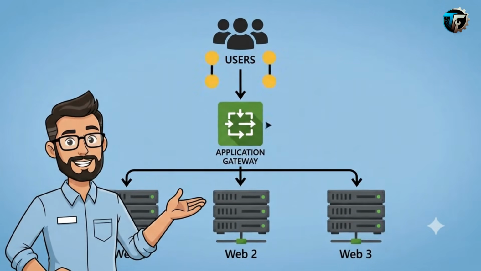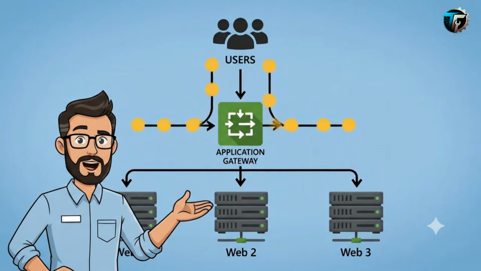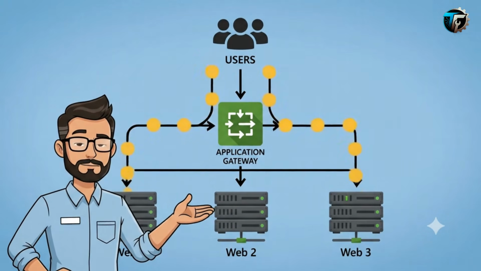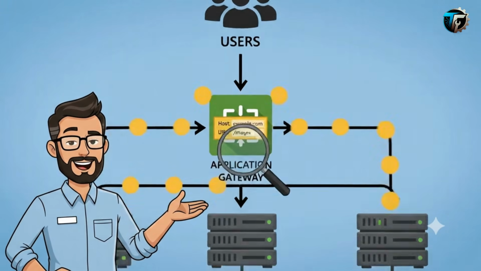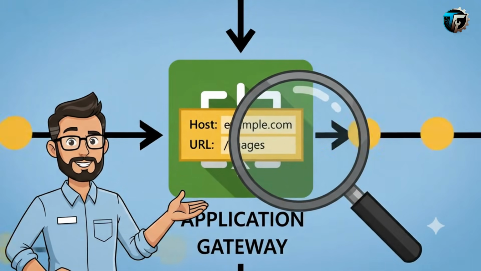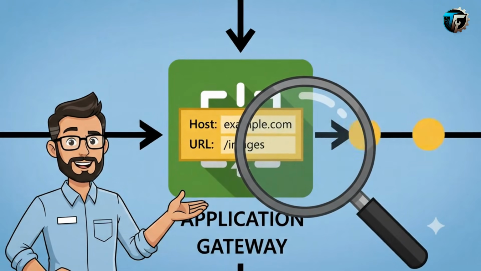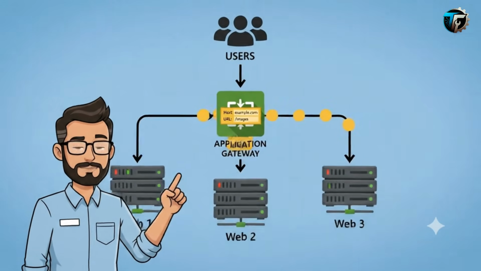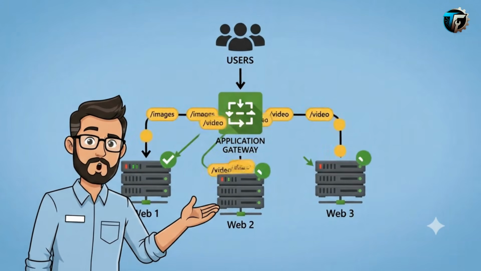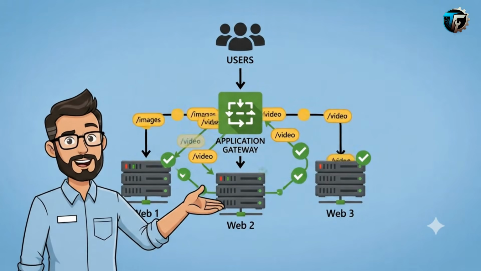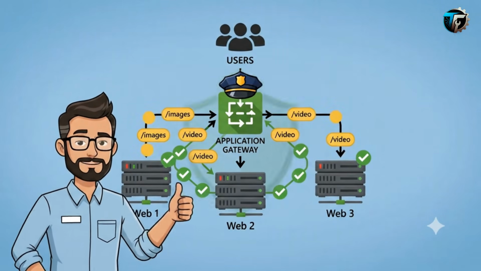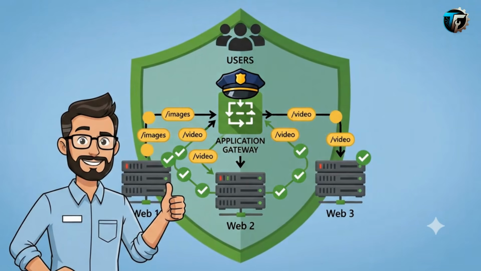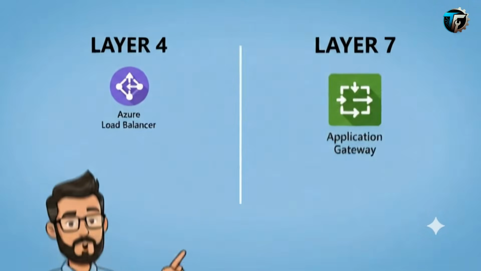Azure Application Gateway is a web traffic load balancer designed for application-level traffic. Instead of simply looking at an IP address and port, Application Gateway can inspect HTTP information such as the host name and URL path. That allows us to make smarter routing decisions for web applications. Think of it as a traffic controller that understands the application request.